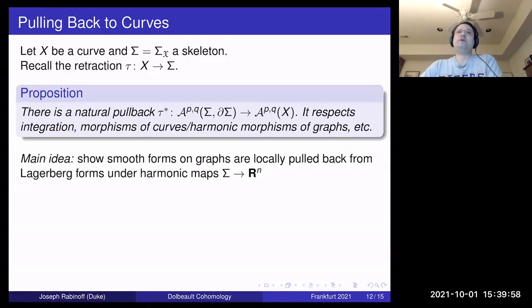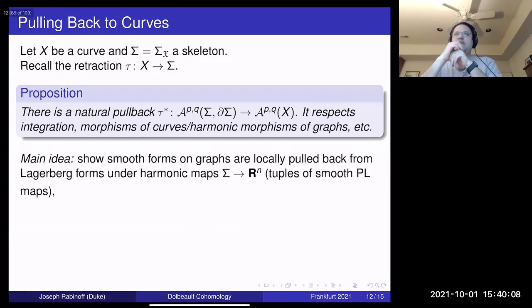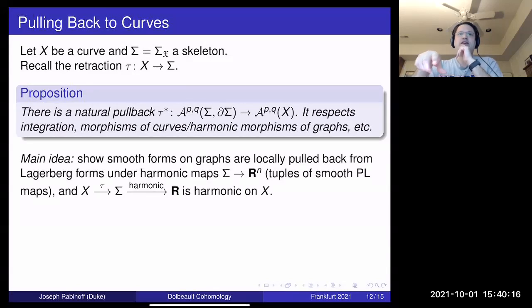Okay, so the main idea behind this is you have to show that smooth forms on graphs are locally pulled back from Lagerberg forms under a harmonic map to R^n. A harmonic map is just a tuple of smooth piecewise linear functions. And then you also have to show that if you compose the retraction to the skeleton with a harmonic map to the real numbers, then that is a harmonic function on X in the sense of Thuillier. This is something that has to be proved.